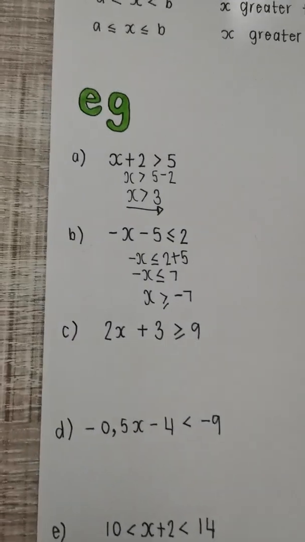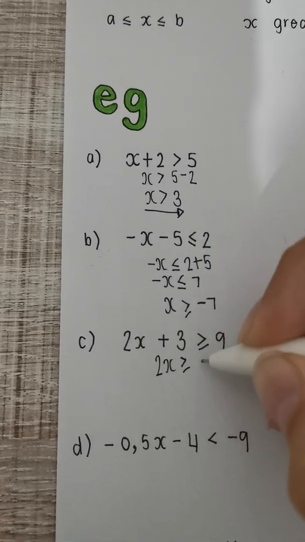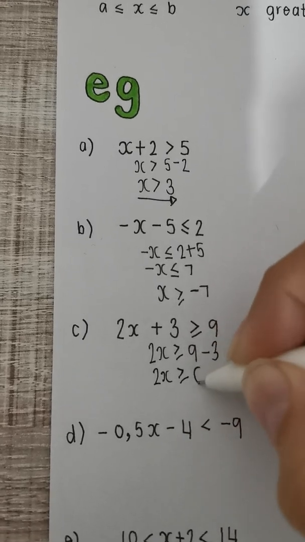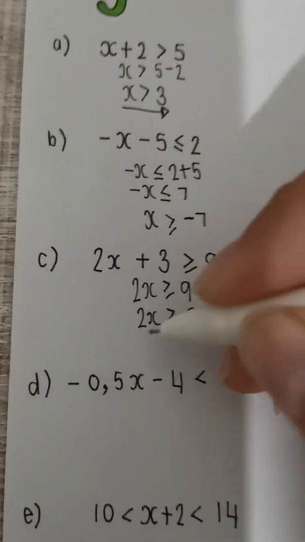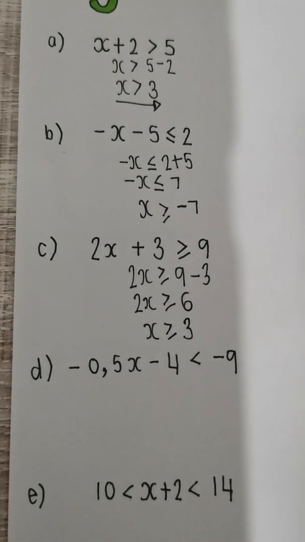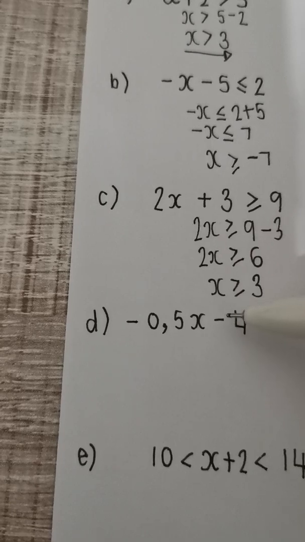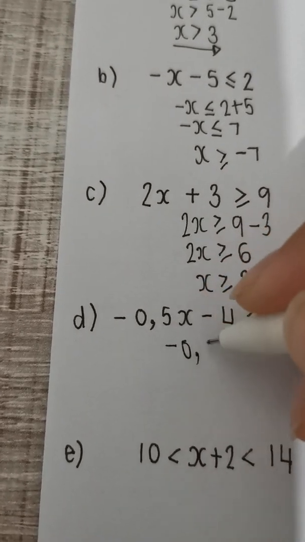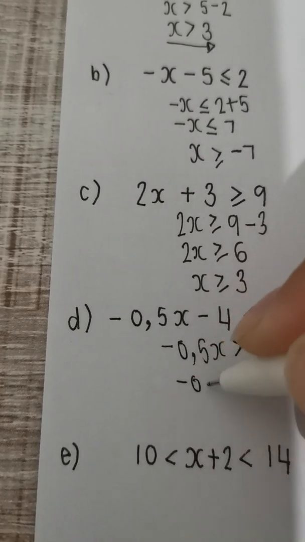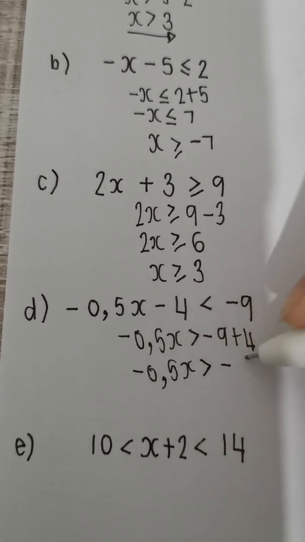Okay, sorry. Then this one over here, take this 3 over. 2x greater than equal to 9 minus 3. 2x greater than equal to 9 minus 3 gives me 6. I'm dividing both sides by the 2. 2, 3. Okay. This one over here, I just showed you that with fractions or decimals, same thing applies. I'm first going to take the negative 4 over. Okay, minus 9 plus 4 gives me negative 5.